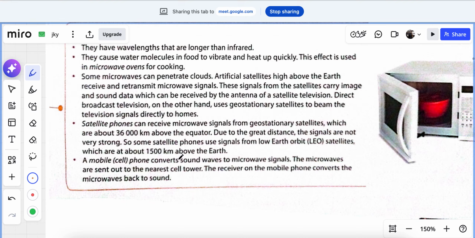So they are using geostationary satellites. You know, geostationary satellites are not too far-fetched from the Earth atmosphere. So they help to carry signals from one part of the world to another part of the world. They are also used in satellite phones. You know, we have mobile phones that we call satellite phones. They are used in microwave ovens for cooking food. They are used for satellite television broadcasts and so on. They carry satellite signals. Is that okay? So that's our second one.